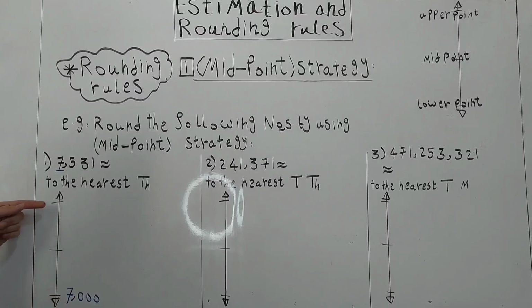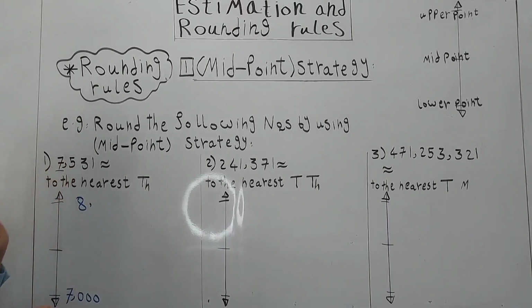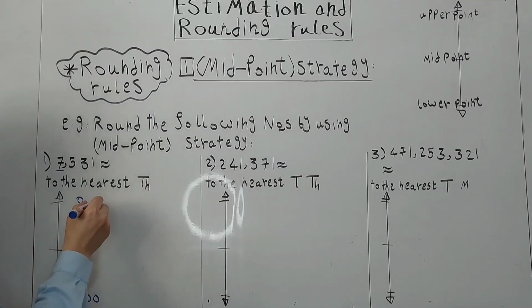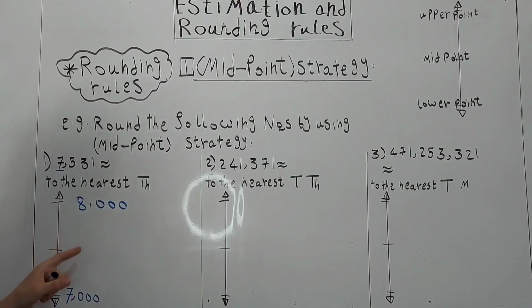Now, to write the upper point, we add 1 to the digit 7. It will be 8. And we replace the digits in the last places with 3 zeros. It will be 8,000. To write the midpoint, we write the digit 7 as it is and replace the digit 0 in the highest place with 5. Then we complete with the same number of zeros, 2 zeros.